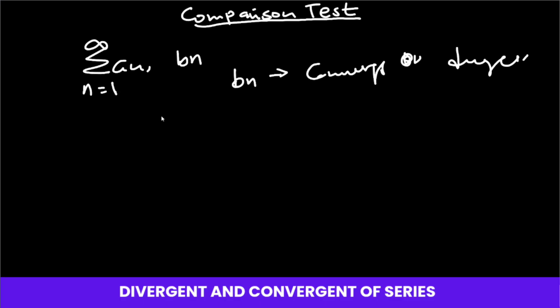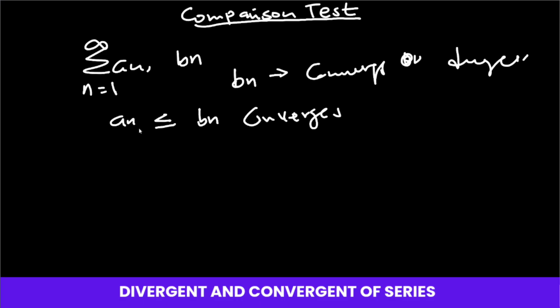Now, if after taking bn you realize that bn converges, then we are saying that an will only converge under the condition that the value of an is less than or equal to bn. In other words, an is the smaller one. So an becomes the smallest when we are talking about convergence. We always know that under convergence we have a smaller value.